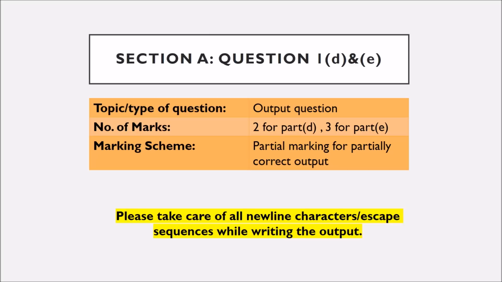Question number 1, part D and E are output questions. They are of marks 2 and 3 each. You can also get questions based on pointers. Partial marking is given for partially correct output. While answering this question, please take care of all new line characters.